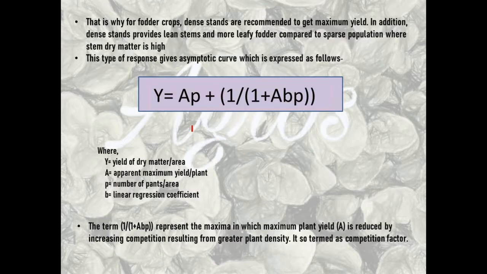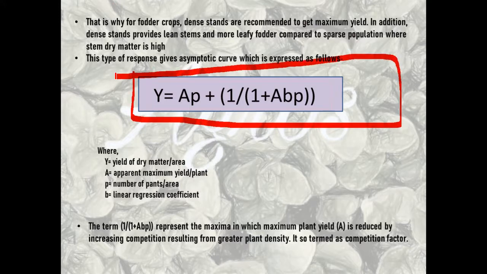Then de Wit gave this equation. Y equals AP upon 1 plus ABP. This is just a formula, just mug up. There is nothing more, just direct application might be there. Here Y equals yield of dry matter per unit area, A is the apparent maximum yield per plant. The only thing to understand over here is this one, the apparent maximum yield per plant.